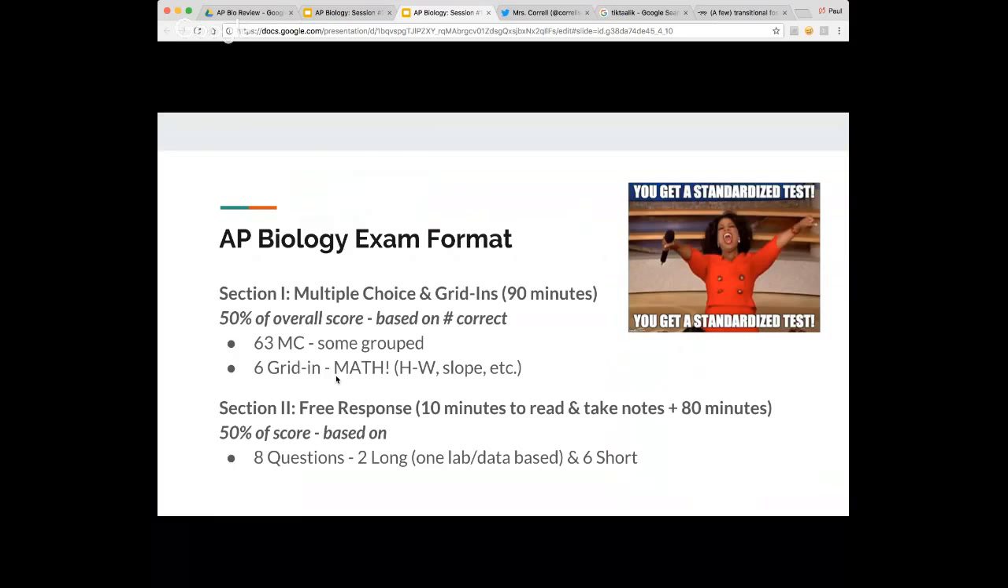So section 2, the free response, is 8 questions long. There are 2 questions that are longer than the others. Question 1 and question 2 are always notoriously long. And one of those is always a lab or data-based question. Typically it's interpreting data or making a graph or something like that. And then there are 6 short questions, which are very straight and to the point usually, although they may involve scenarios you've never heard of before.